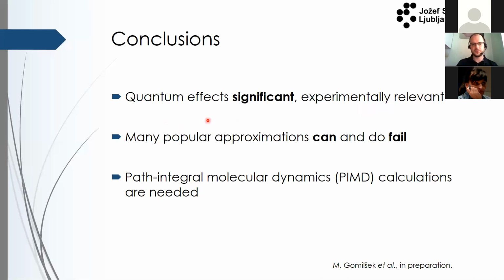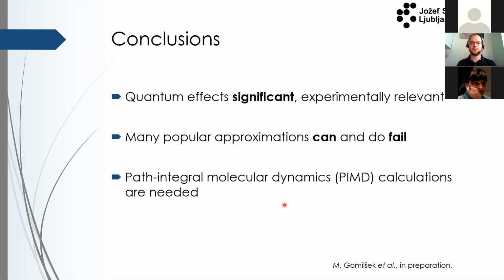Many popular approximations to describe such a quantum muon can and do fail, all the adiabatic and harmonic approximations. But we have a solution that's path integral molecular dynamics. And I would like to advocate this to anybody that's doing muons, basically. This is something that's now been accepted by the quantum chemistry community as being necessary to describe hydrogen, because otherwise the predictions for a classical hydrogen are completely wrong if you don't take quantum effects into account.